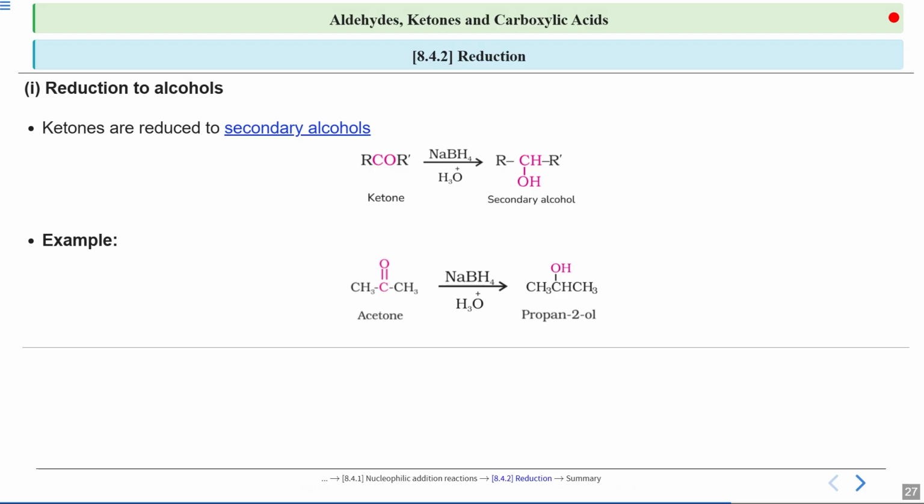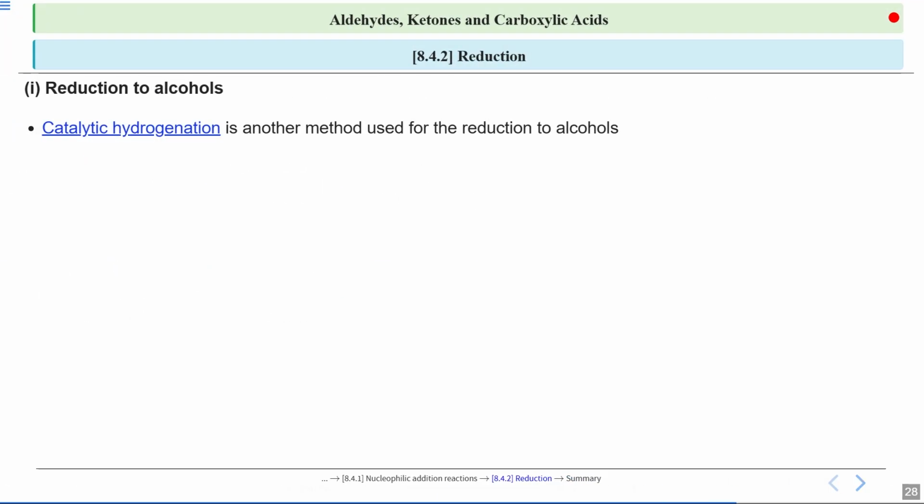For example, if you take acetone, which is a ketone, when you treat it with NaBH4, which is sodium borohydride, you get propan-2-ol. Now this propan-2-ol is also a secondary alcohol, because you see that this carbon to which the OH group is attached is further connected to two methyl groups. So this is a secondary carbon. So aldehydes are reduced to primary alcohols and ketones are reduced to secondary alcohols.